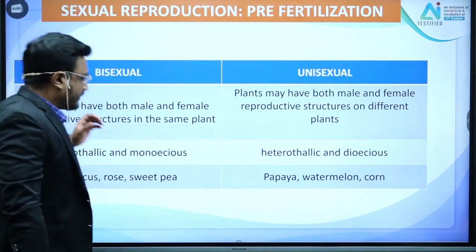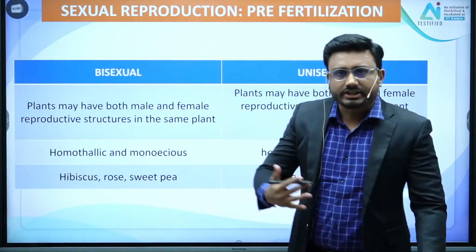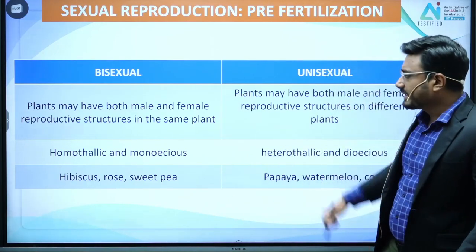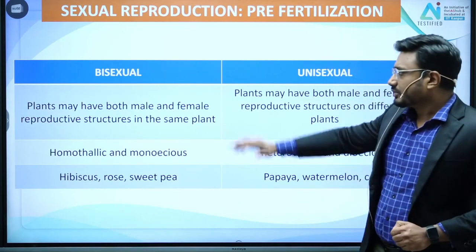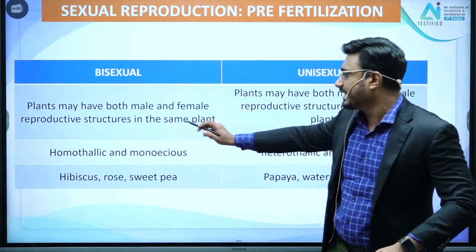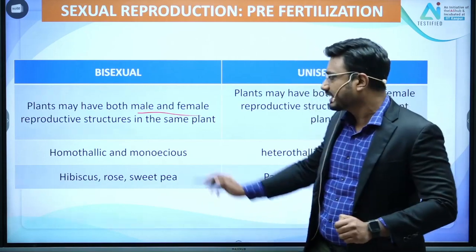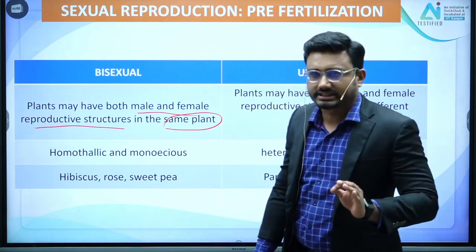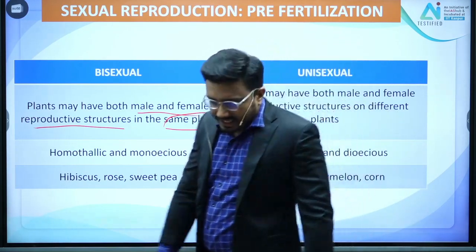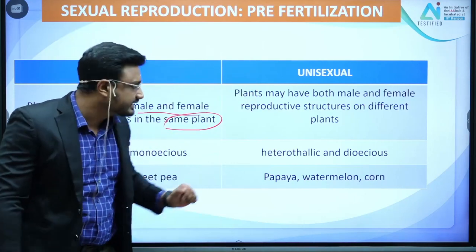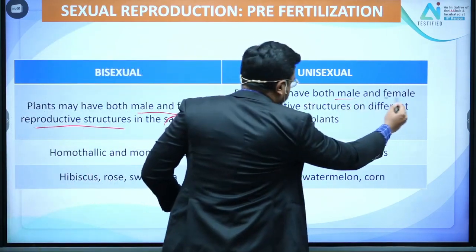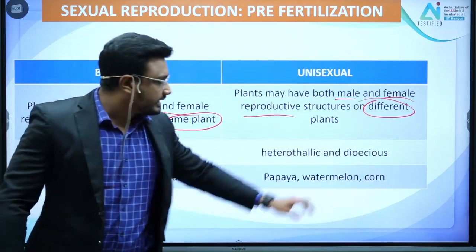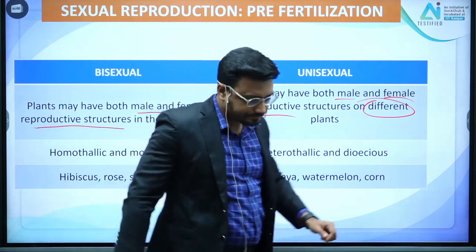So now the important concept in pre-fertilization is what is meant by bisexual organisms and what is meant by unisexual organisms. Bisexual plants have both male and female reproductive structures in the same plant. So the keyword is both male and female reproductive structures are present in the same plant. Whereas in unisexual plants, the male and female reproductive structures are on different plants. So the keyword here is they are on different plants.